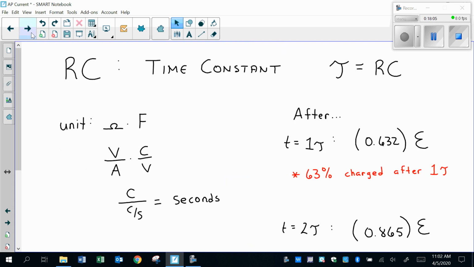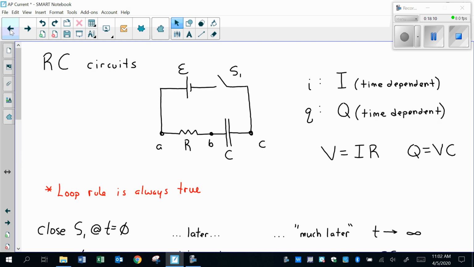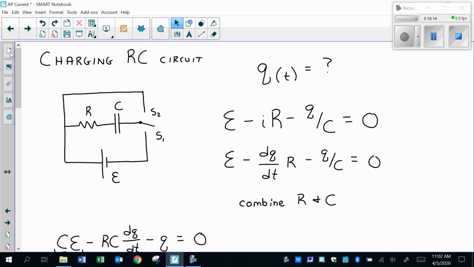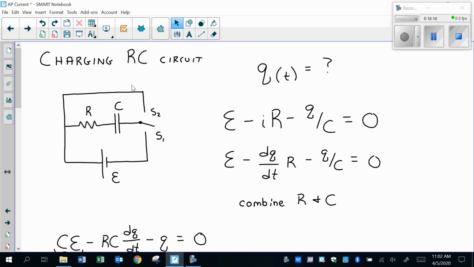So if we, what just happened here? Let's skip forward too many times. So here we go. Charging an RC circuit, this is going to be slide number 20. This is going to have some heavy math in it, so I'll go through the math quickly, and you can go over it again and again as much as you need to, or you can send me a message and ask a question.